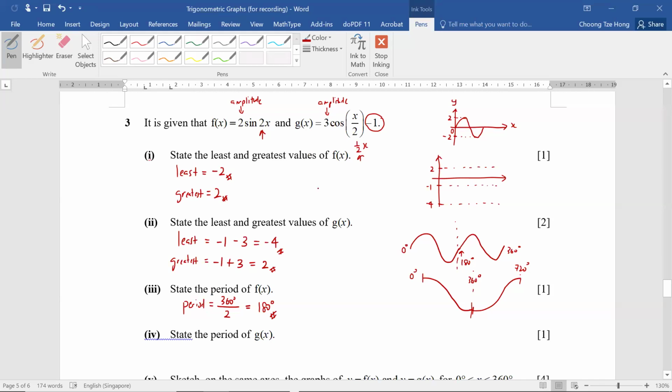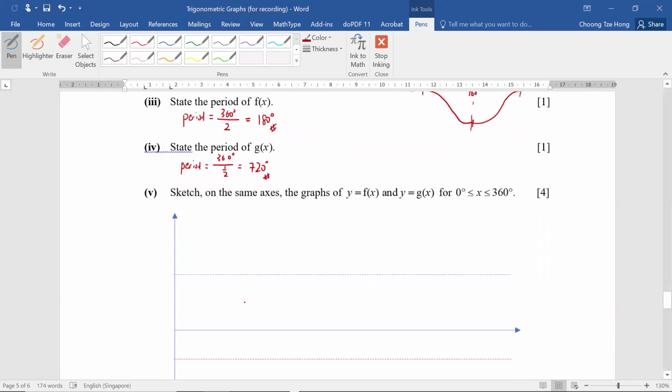But anyway, we can still use the method we used above: 360 divided by the number in front of x, which is half. So the period will now be 360 divided by half, which gives you 720. So this is the way to calculate the period.